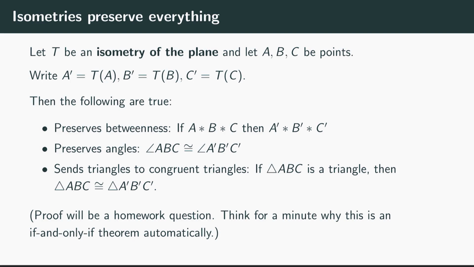And then finally, it's going to send triangles. So if ABC is a triangle, its image, A prime, B prime, C prime, first of all, will be a triangle. And second of all, is going to be a triangle congruent to my original triangle. Okay, and then I'm going to ask you to check this on the homework using one of our congruence theorems that we already know.